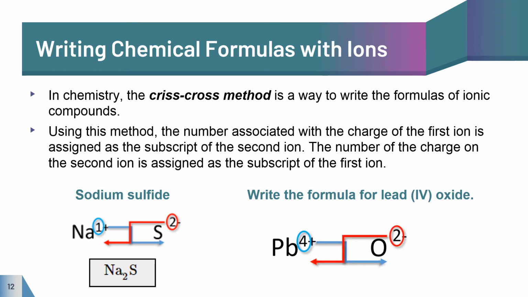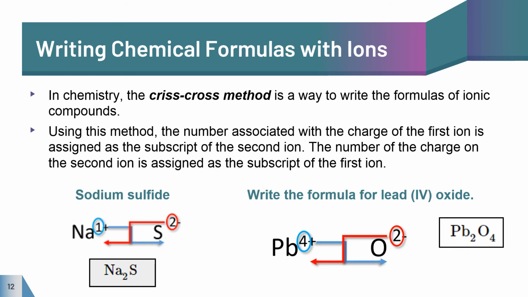Next one, write the formula for lead 4 oxide. So here is the illustration. Lead element or the lead atom has a charge of positive 4. On the other hand, the oxygen atom has a charge of negative 2. We're going to place the charge of the lead atom as a subscript of the oxygen atom. On the other hand, the charge of the oxygen atom will be placed as a subscript of the lead atom.